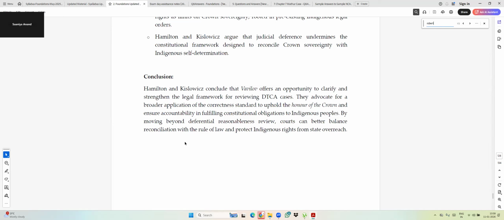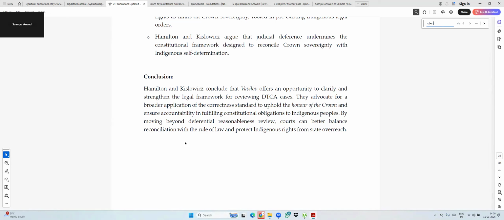So, while applying this particular article in your answer, you would say that there are two authors, Hamilton and Kislovitz. These people can say that the correctness standard is more going to uphold the honour of the Crown and ensure accountability in fulfilling the constitutional obligations to the indigenous people, even though it was split after Vavilov in the duty to consult and accommodation cases. So these come into one paragraph, right?